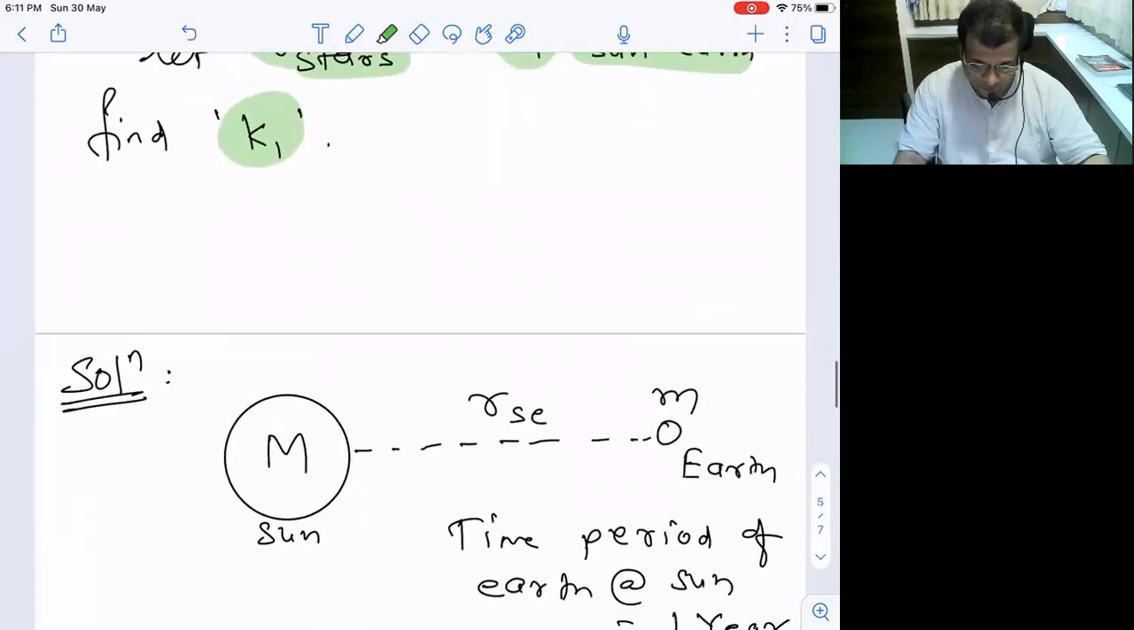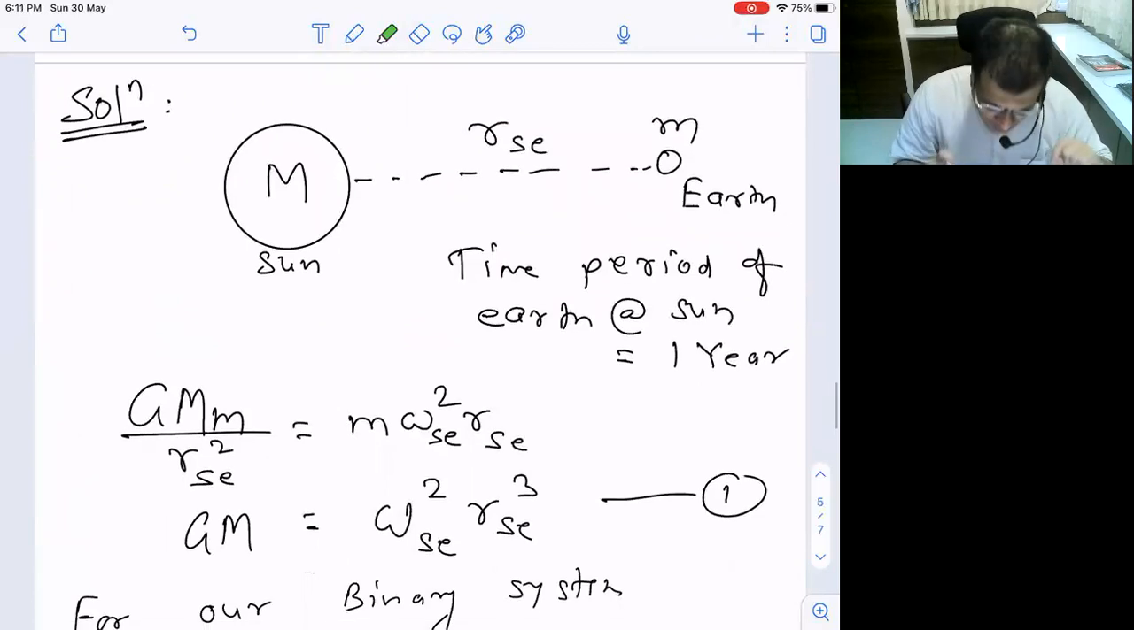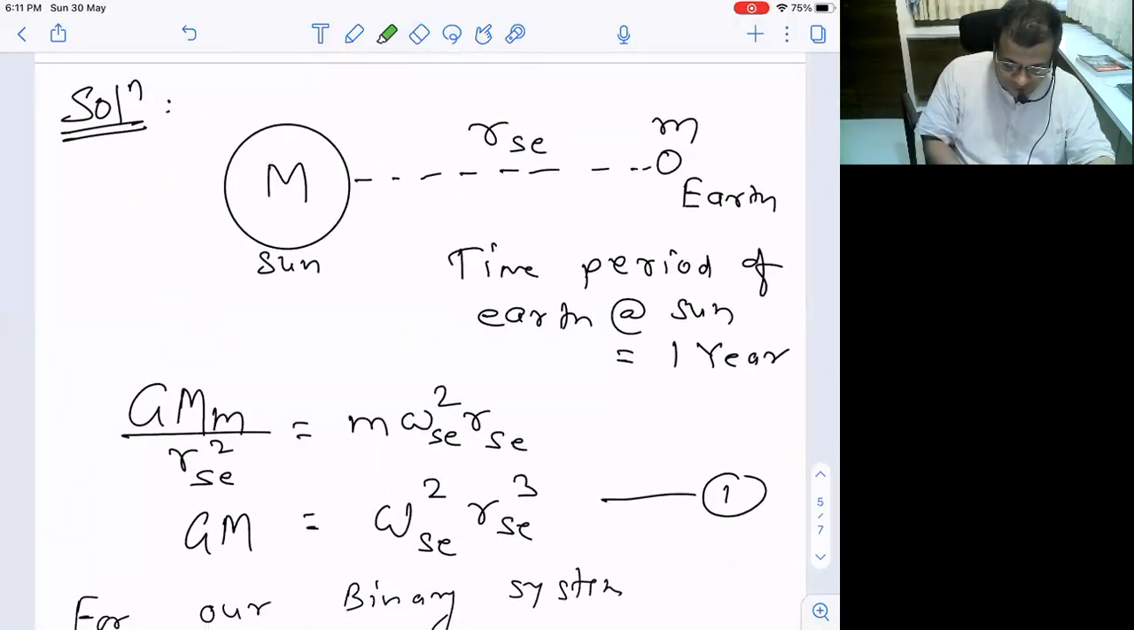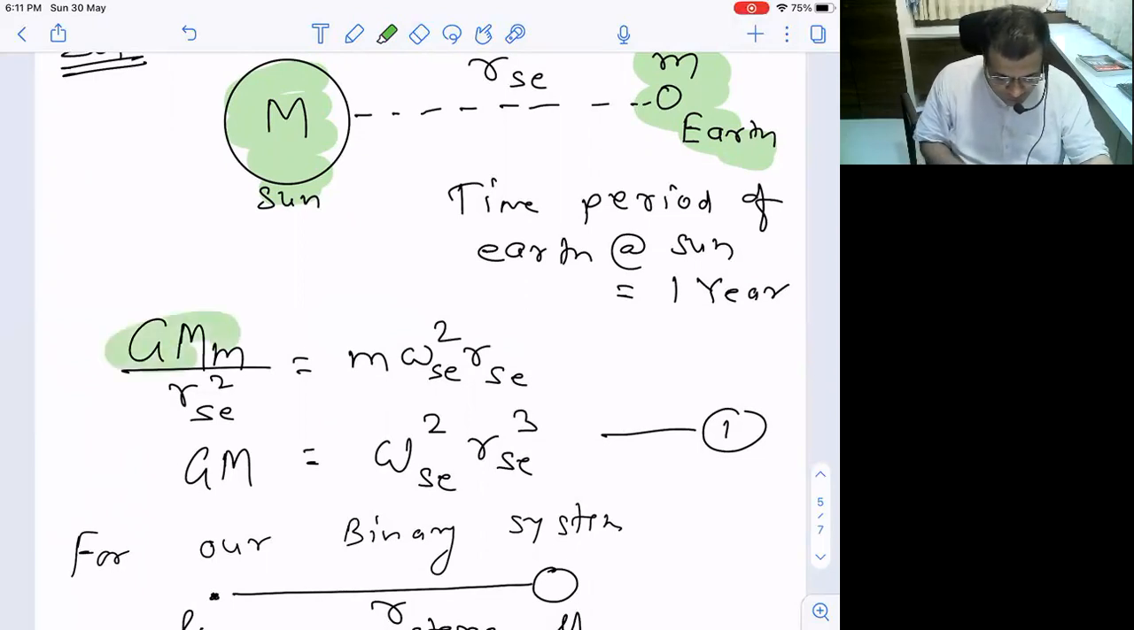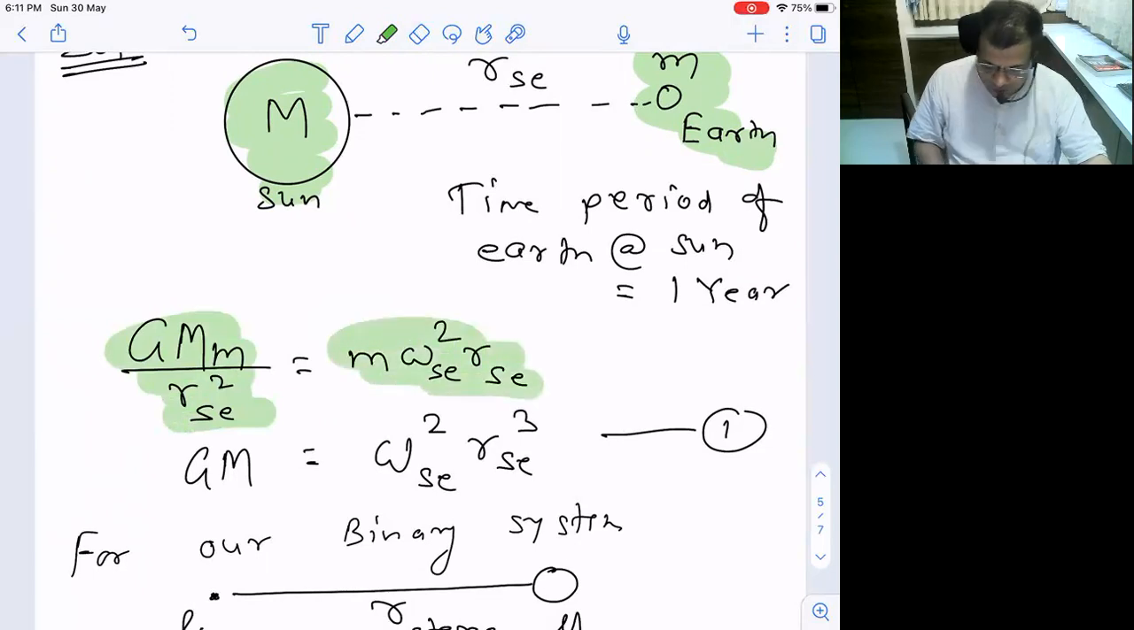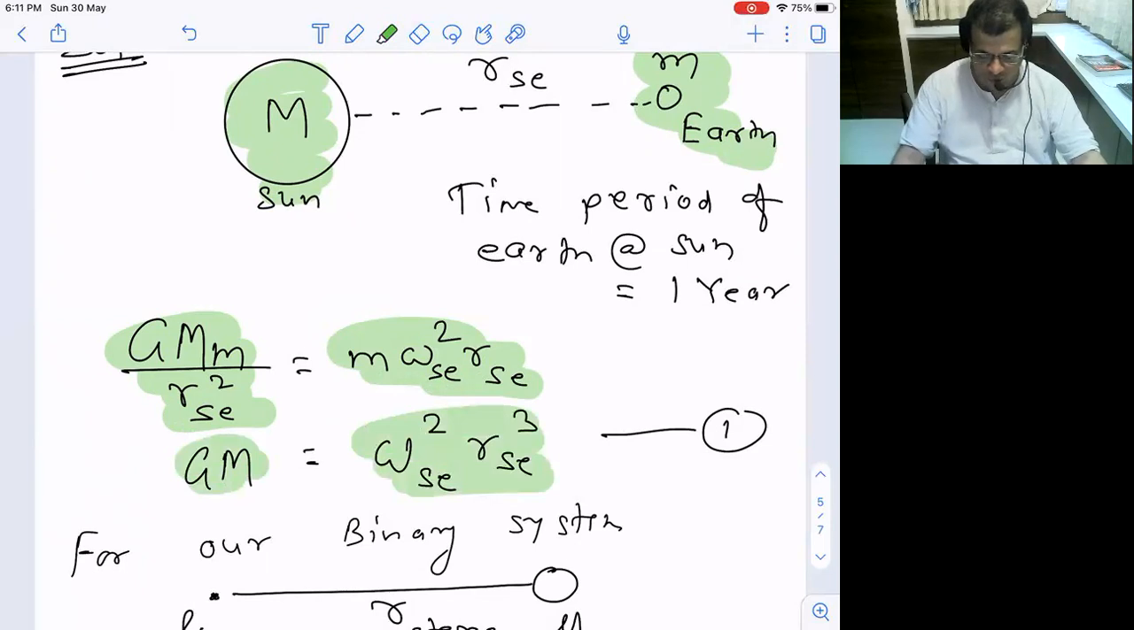So what we're doing first of all, friends, is looking at the sun and the earth system. In this case it is very simple, because the earth is rotating about the sun. Gravitational force is equal to centrifugal force. So this GM is equal to omega square r cube. This is one equation. SE stands for sun and earth.